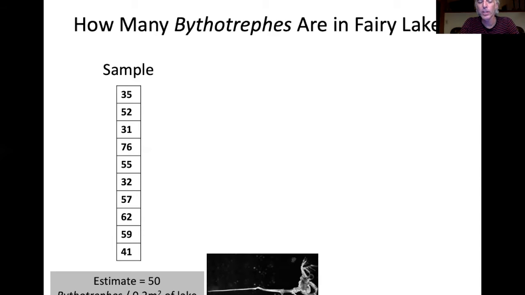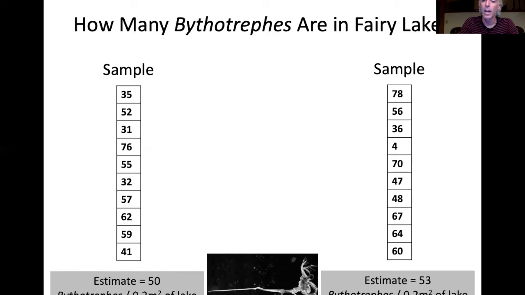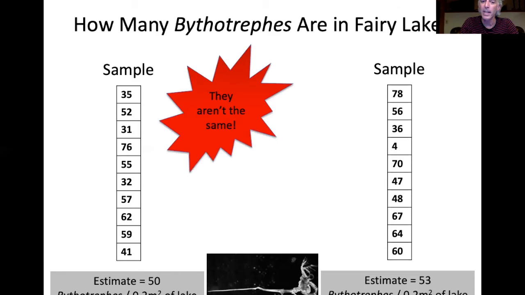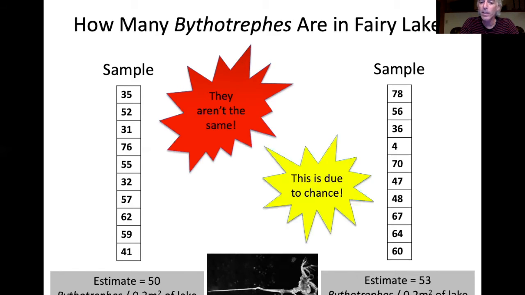In the example that I introduced at the beginning, we had an estimate of 50 Bythotrephes per 0.2 meters squared of lake. But what if we were to repeat this sample, again with 10 observations from different locations in the lake? So let's try this. Let's do it again. And what do we find? We get a different sample that isn't exactly the same. Each of these samples is slightly different. And the reason for that is that each of these is representing a slightly different subset of the overall population. And just by random chance, one subset might be slightly larger, the other might be slightly smaller.